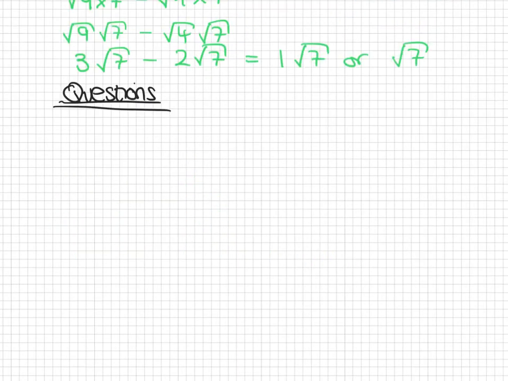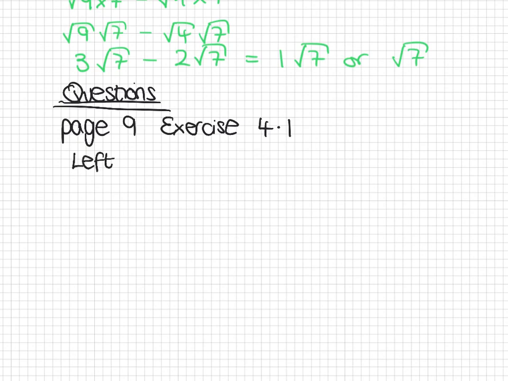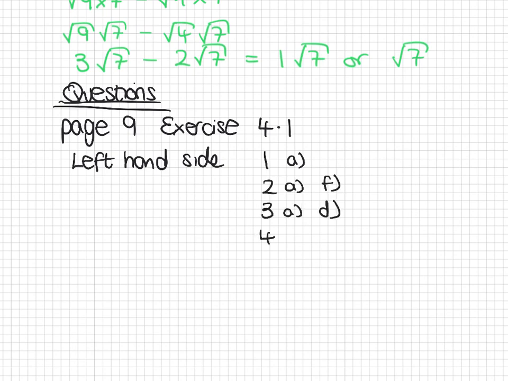Okay, if you're happy with all of that, I'm going to give you some questions to do. I will put this in Teams as well. You'll have a file for this if you don't have your textbook with you. But it is page 9, exercise 4.1. And let's just have a go at, let's say, question 1. We'll say at the left-hand side. So what I mean by that is we'll do 1a, then 2a and f, 3a and d, 4a and d, and question 5.